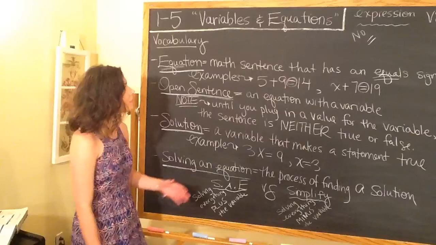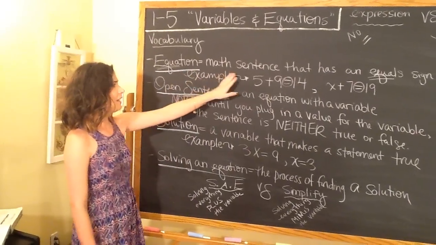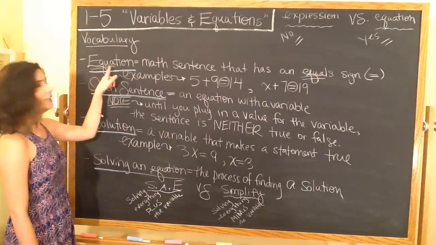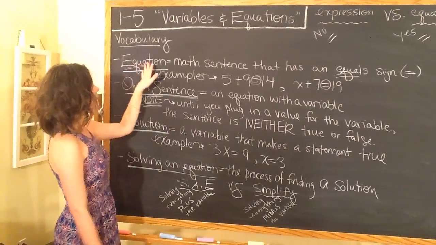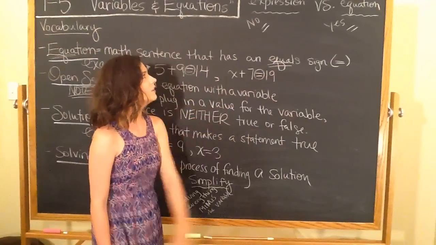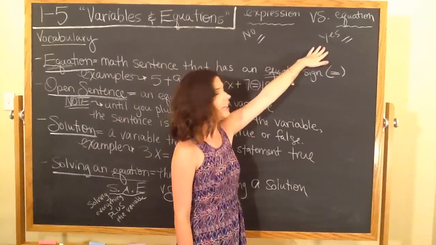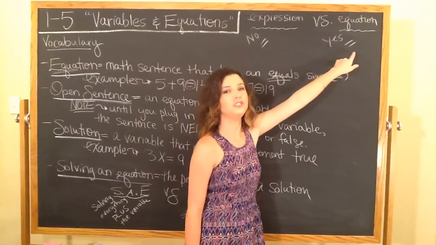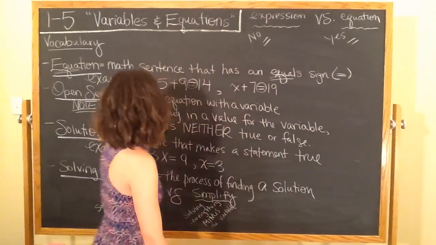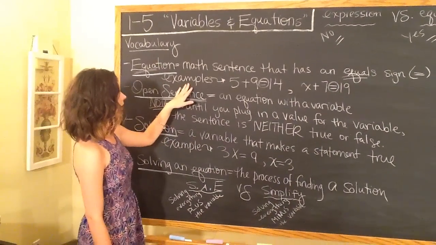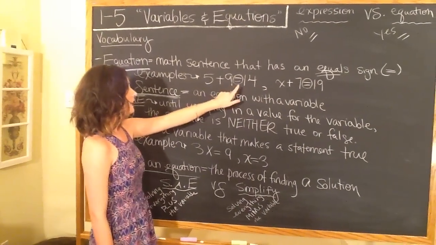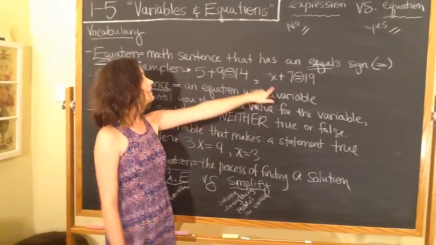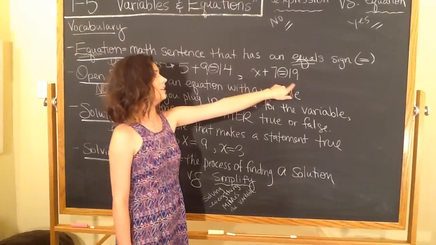Let's talk about it. An equation is a math sentence that has an equal sign in it. So the difference between an expression and an equation is the equal sign. Remember, expressions do not have equal signs and equations do. So we're going to be solving for something. An example of an equation is 5 plus 9 equals 14. And another example using a variable is x plus 7 equals 19.